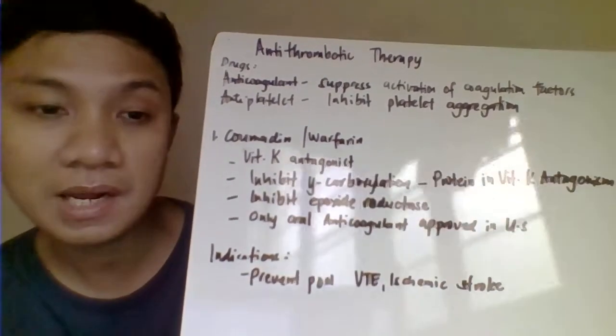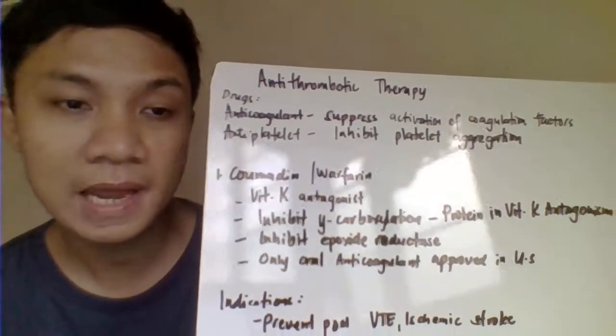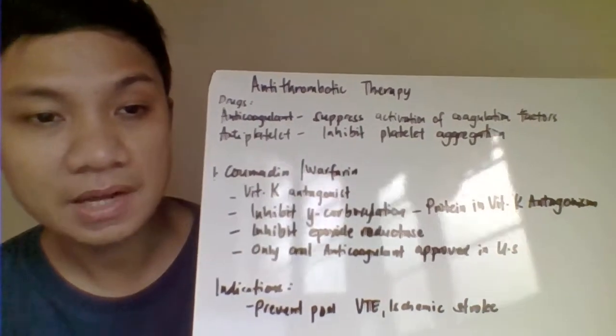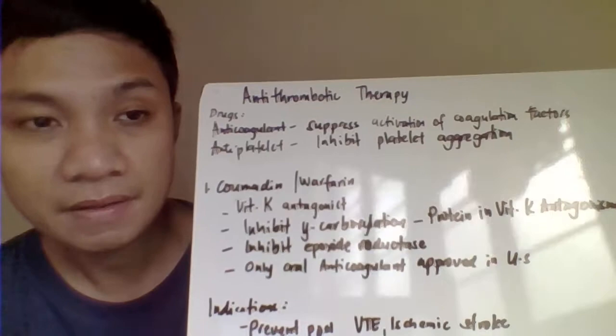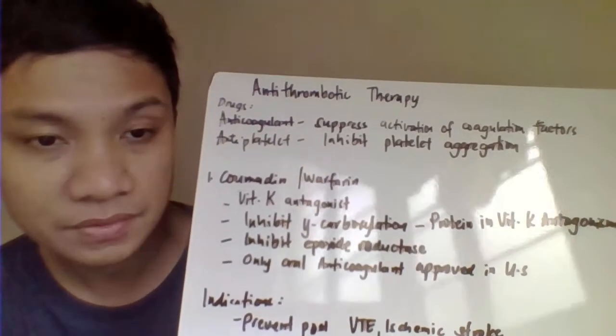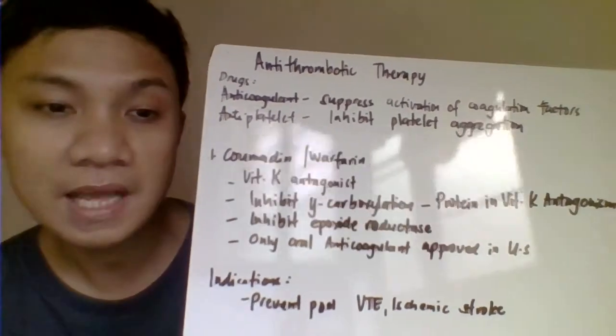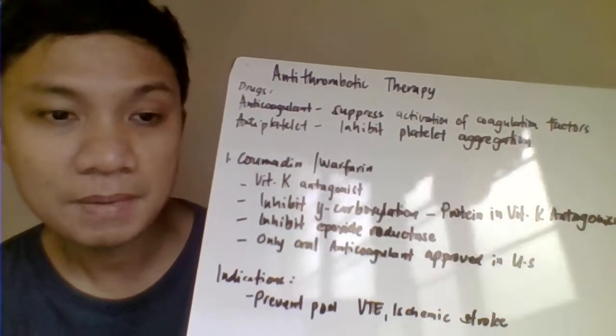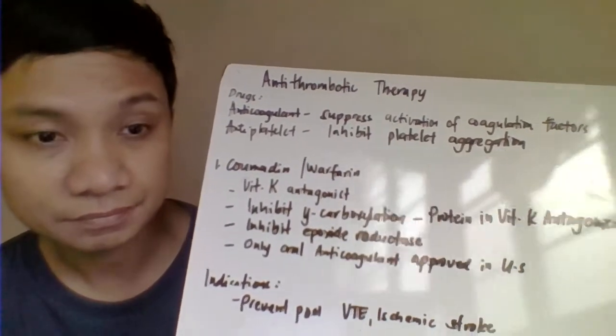So we divide our drugs here as either anticoagulants, those are the drugs that try to prevent the activation of your coagulation factors. And we also have the antiplatelets, which try to suppress platelet aggregation.